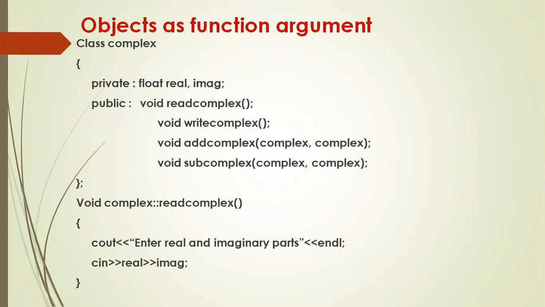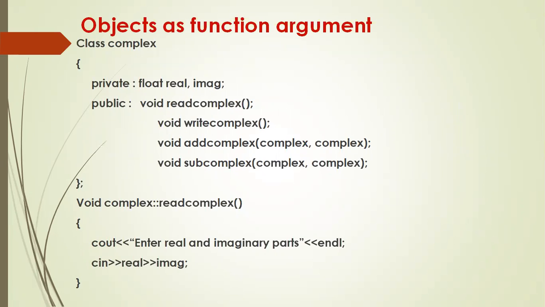To understand the concept of passing objects as arguments to a function, I have taken a simple example of a complex class. In our last class, we learned several examples of objects and classes. In all the examples we considered, we used only those functions with no argument and no return value.